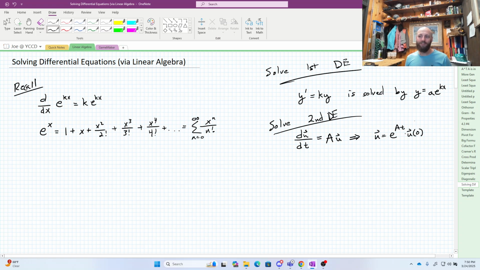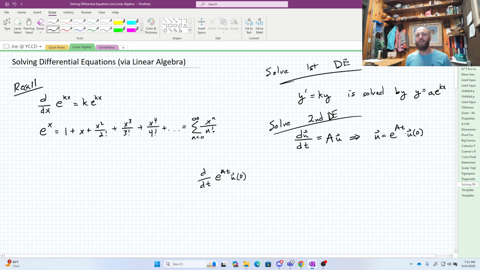The way I'm going to convince you that this is the solution you ought to get is I'm going to look at e to the At, and I'm going to do a little calculation for how I might arrive at e to the At. I'm going to think, all right, I want to differentiate e to the At with respect to t, times my constant.